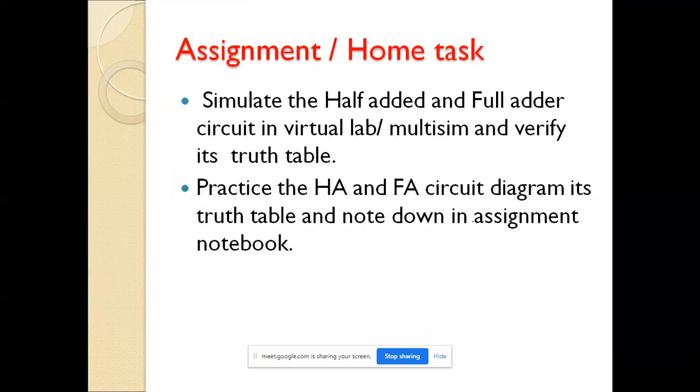Okay. Then, what is the assignment? Is there any assignment today? Of course. We will be doing the simulation of half adder and full adder. As many of you have a mobile phone, you can do it in the virtual lab. If you do not have a laptop, you can do it in the virtual lab. If you have a laptop, I suggest you do it in Multisim and verify the truth table. And practice the half adder and full adder circuit diagrams which we learned in today's session. I will also share this slide in our classroom, from where you can get it. So you will verify it and note it down in your assignment notebook. It will also be practice for you.